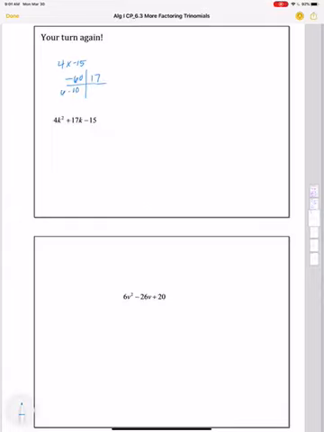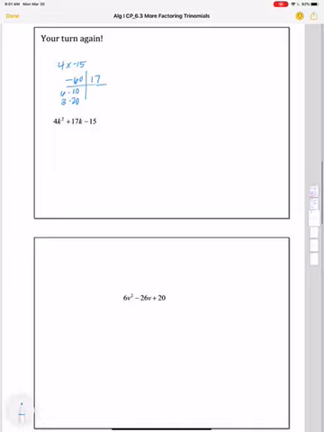So 6 and 10, no. Let's see what else. Let's maybe start from the beginning. 1 and 60, no. 2 and 30, no. 3 and 20. Yes. Okay, there we go. So I need a negative 3 and a positive 20. And then I write k and k. And I write negative 3. And I write plus 20.